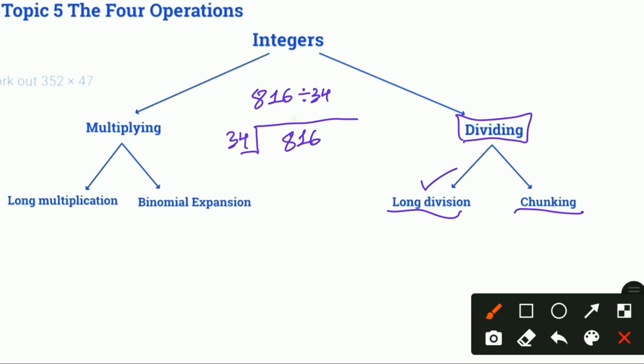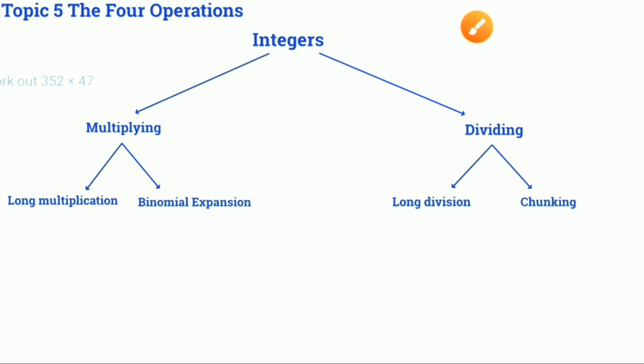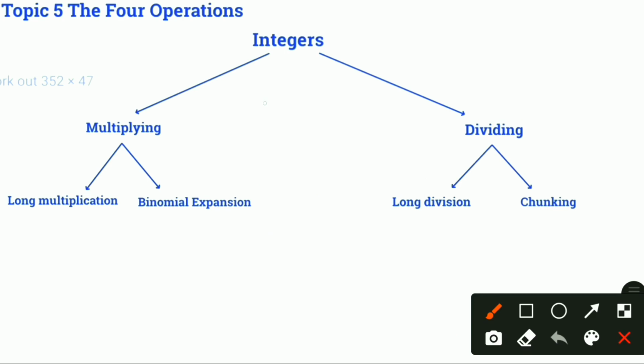34, now 34 2s are 68, then it will come 13, 6 will come down, 136, then 34 4s is 136. Okay, there you go, this is how you do long division. 136 upon 136 cancels out, so this is long division. Now let's do the chunking. So chunking looks something like 816 must be divided by 34.